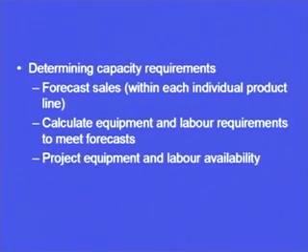Now how can we determine the capacity requirements? We have seen in the previous lecture also that it is the demand which is going to act as one of the guidelines in taking a decision on whether the capacity needs to be added or not. So when we take a decision regarding capacity requirement, the first point to be taken into account is the forecasted sales within each individual product line. There may be so many different products that a company is manufacturing. So we have a certain amount of forecast available for each and every product line.